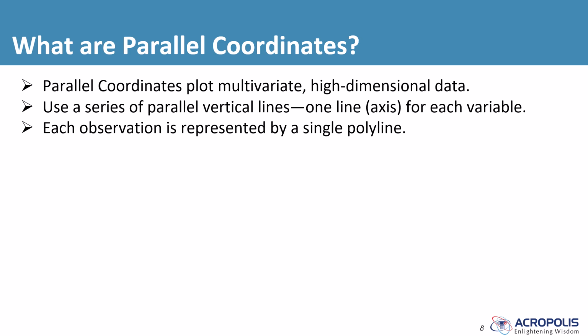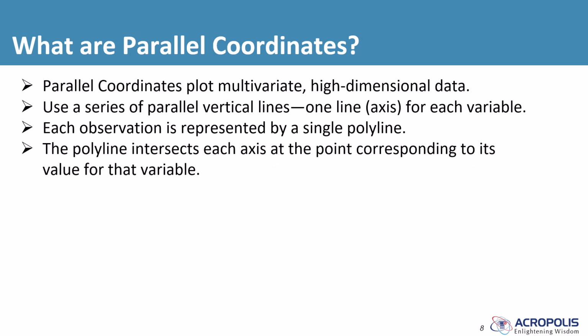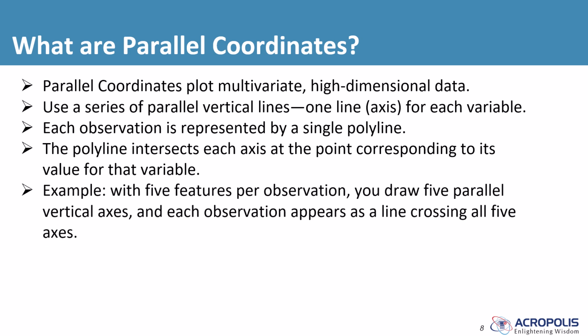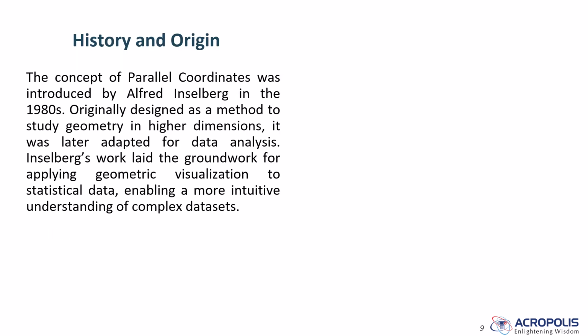Each observation is represented by a single polyline. The polyline intersects each axis at the point corresponding to its value for that variable. Example, with 5 features per observation, you draw 5 parallel vertical axes and each observation appears as a line crossing all 5 axes. Particularly effective for revealing relationships among multiple variables, showing correlations, parallel runs versus heavy crossings, identifying groupings or clusters of similar observations.